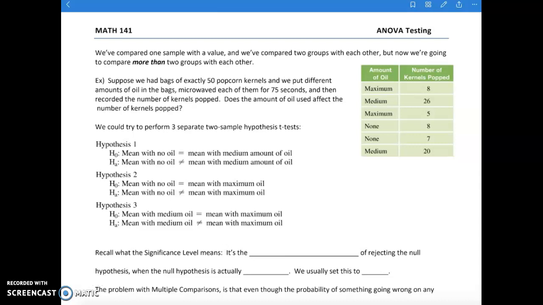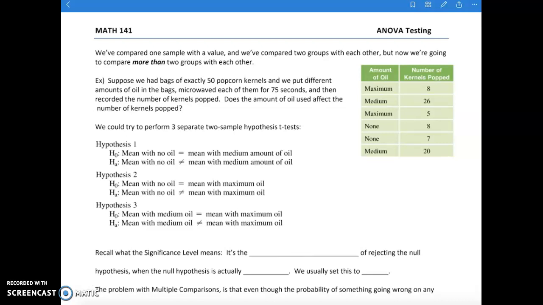Hi everyone. In this lesson, we are going to talk about what's called ANOVA testing. In the past, we have compared one sample with a value and done a one sample test. Then we've compared two groups with each other and done a two sample test. But now we're going to compare more than two groups with each other. So that's kind of the hallmark. That's why this new type of testing is for more than two groups, more than two samples.